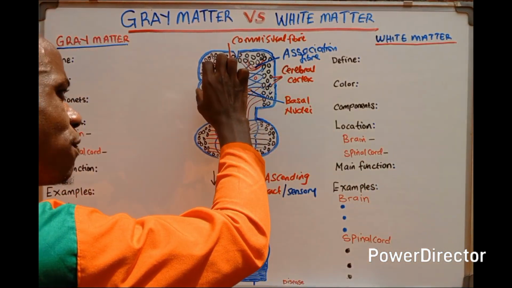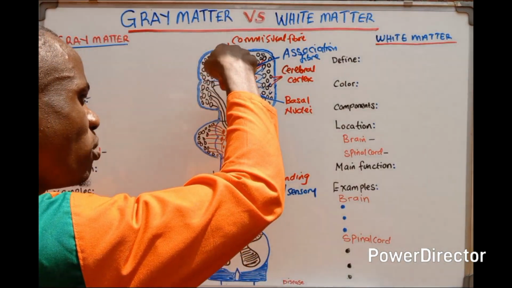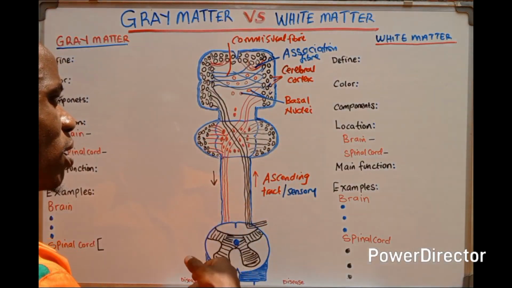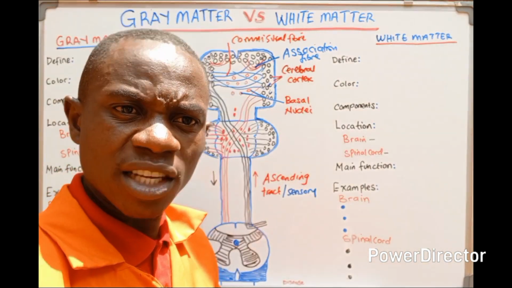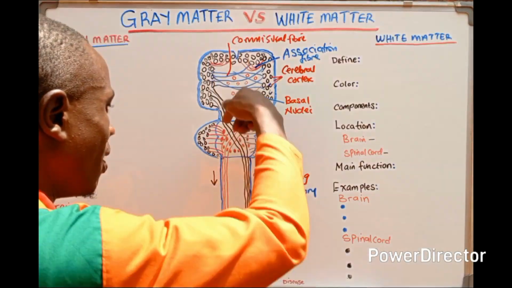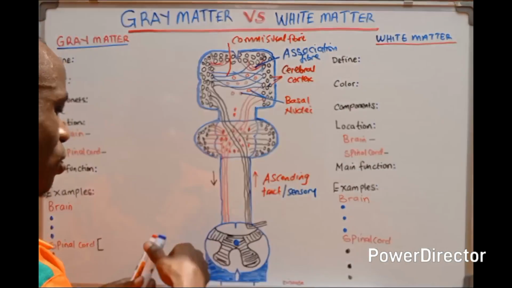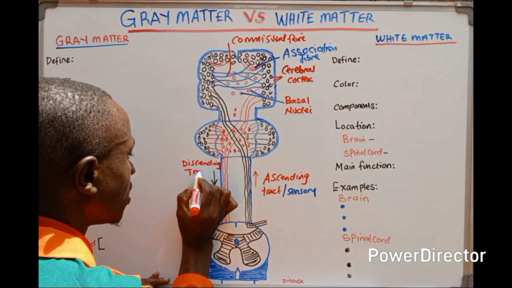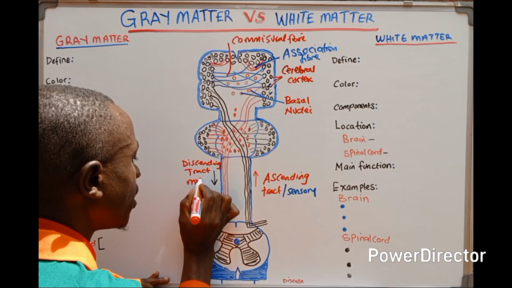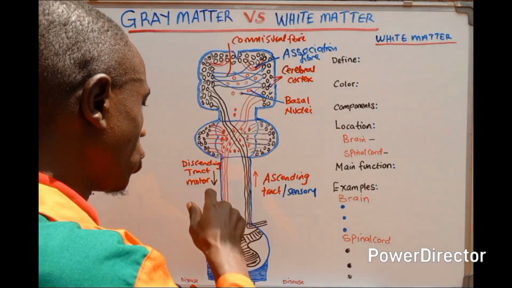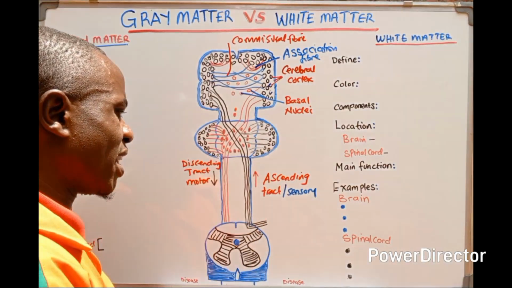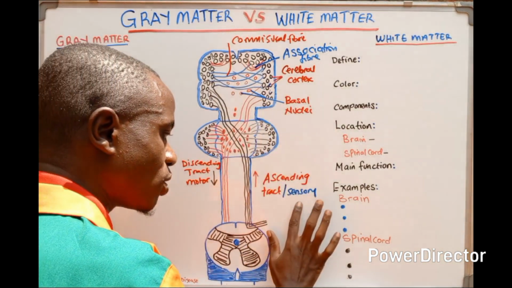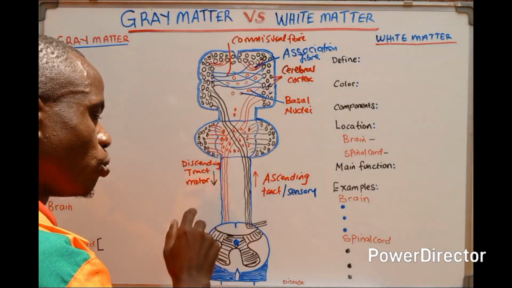And then of course the descending tracts are going to be moving down, carrying messages from the cerebral cortex down to the spinal cord. Of course they are going to be carrying a response, and the response is going to be motor. So these descending axons are what we call the descending tract, and it is carrying the motor response. Such another beautiful thing: in the spinal cord you have the ascending tract, which is sensory, and the descending tract, which is motor.